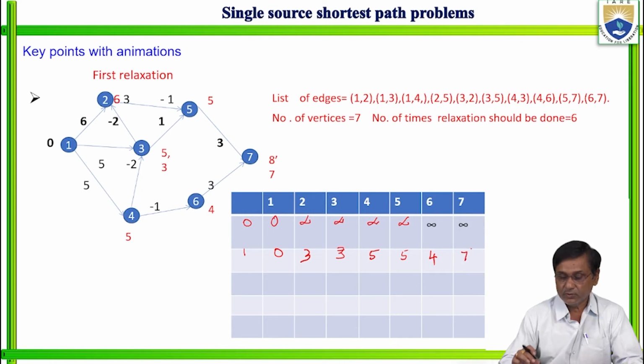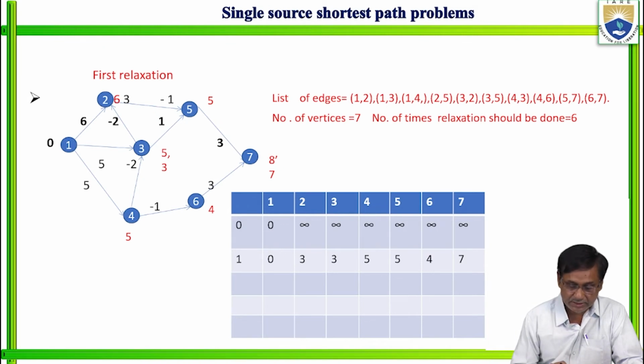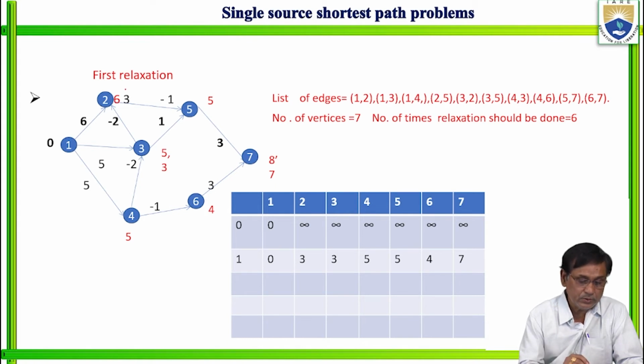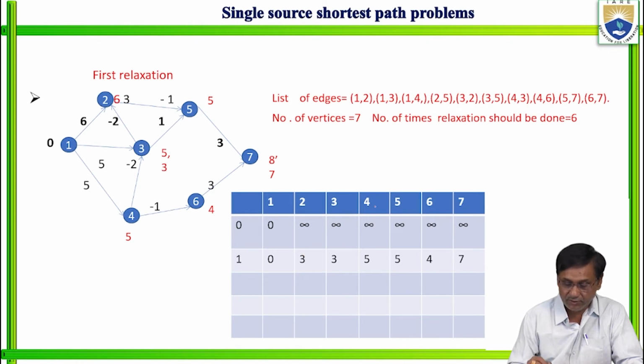So in this, we have to find out the distances. In that, we have to select the minimum values only. So that is corresponding to the first relaxation. So in the first relaxation, we got 0, 3, 3, 5, 5, 4, 7. So 1 to 2, the minimum distance is 3. Corresponding distance to vertex 3 is 3, 4 is 5, 5 is 5 only, 6 is 4, and 7 is 7. This is corresponding to the first relaxation.